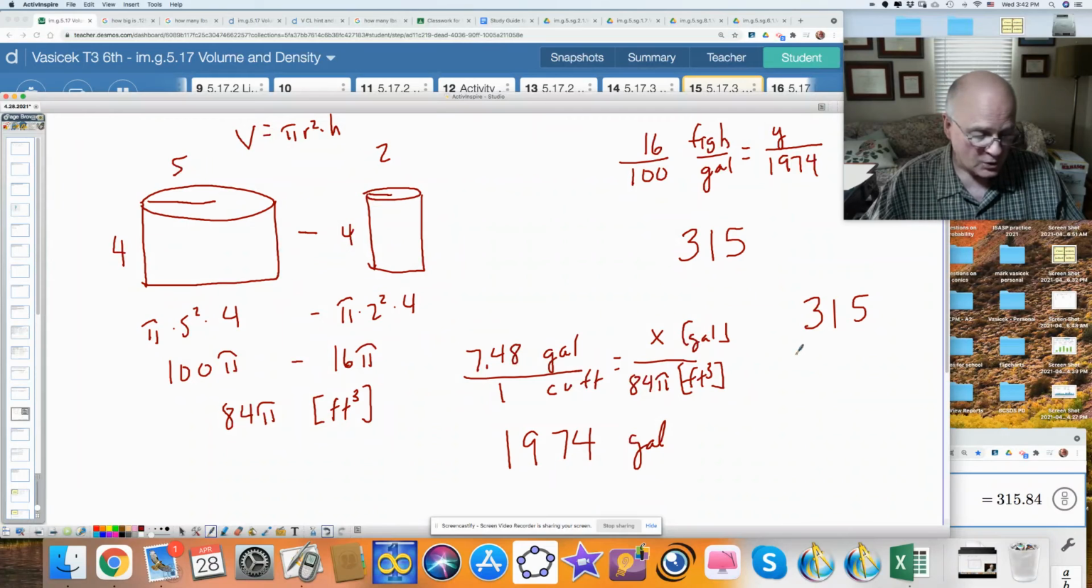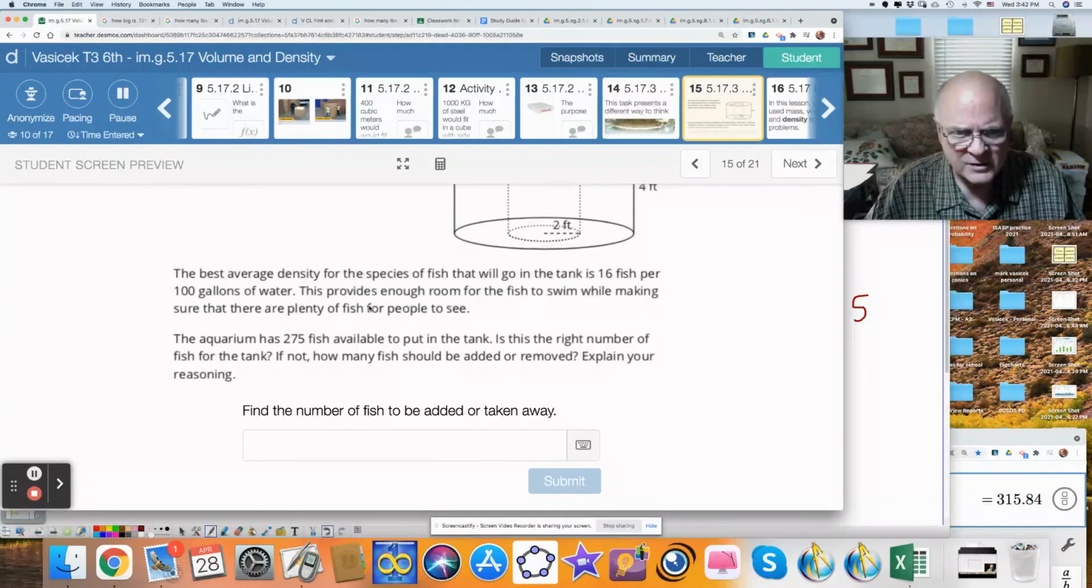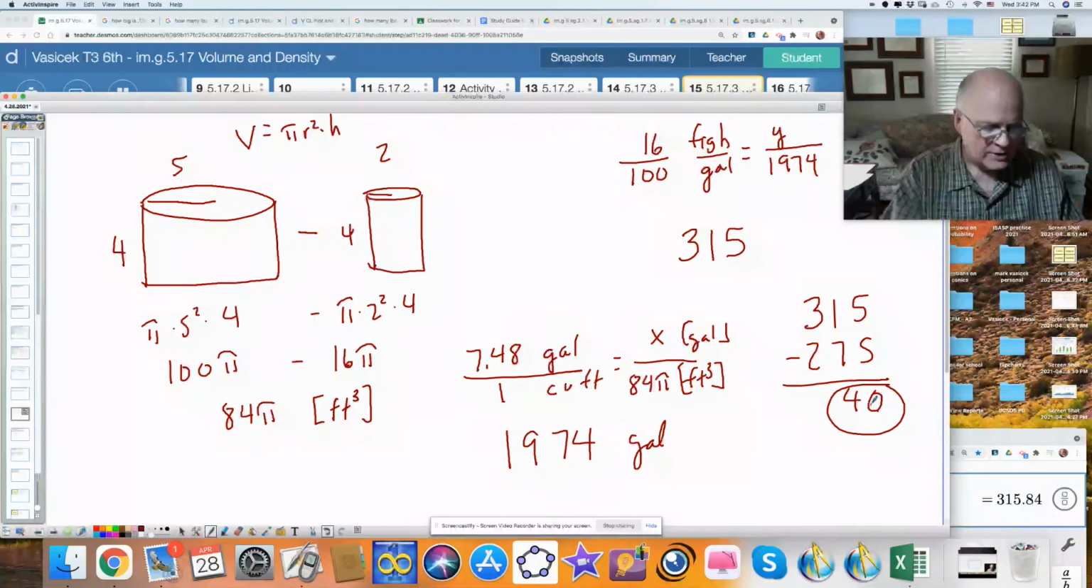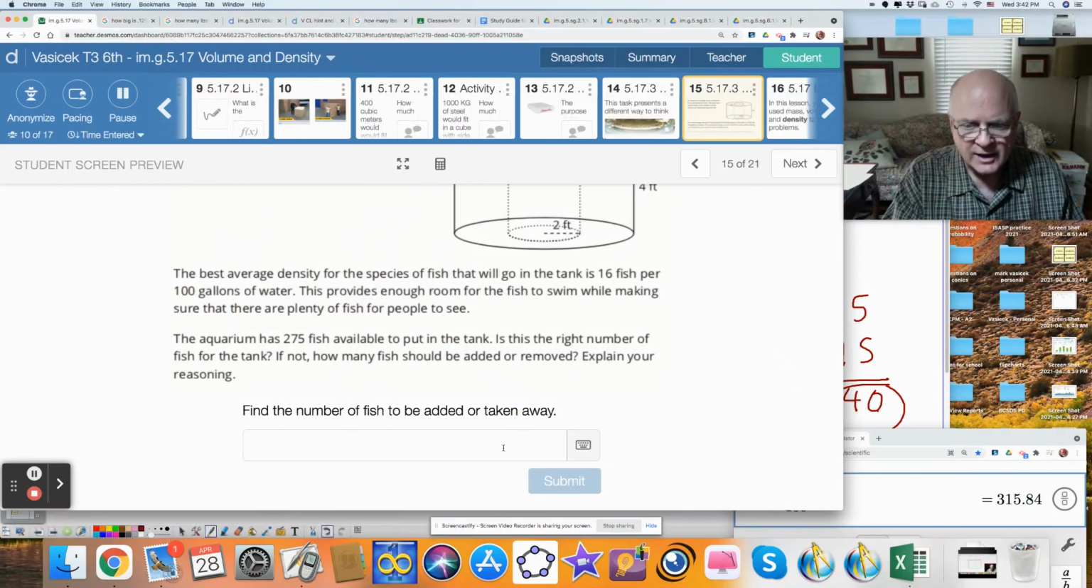And we're told in the storyline from this problem that we have 275 fish. When I take away the 275, I need to have 40 more fish. So I need 40 more. It'll be a plus 40. And you put that into the Desmos, and it should give me a correct answer. It should say yes. It says it's correct.